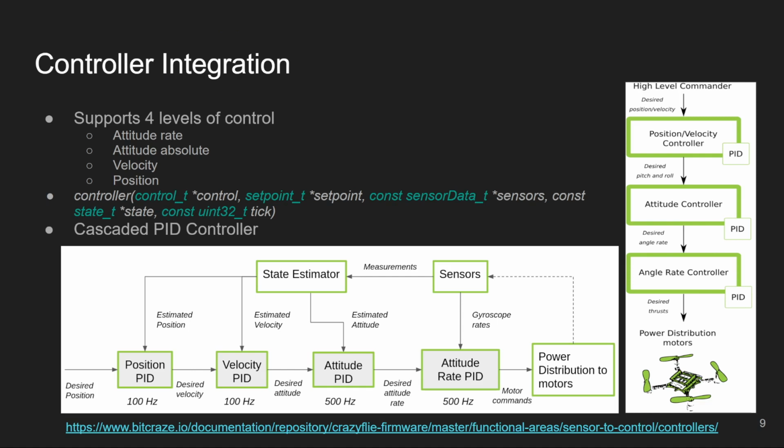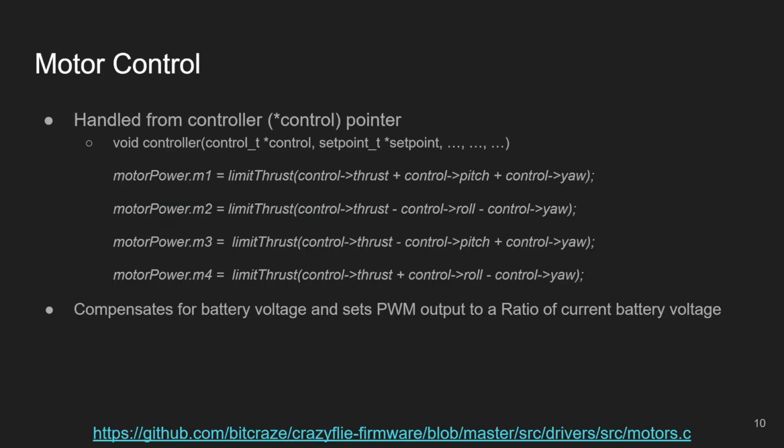Okay, now we'll go back to the slideshow and take a look at the next slide. So we'll go over the motor control. Now that we've gotten our yaw, pitch, thrust, and roll, we can determine what the thrust or the power assigned to each motor needs to be. So this gets handled in the back by FreeRTOS.